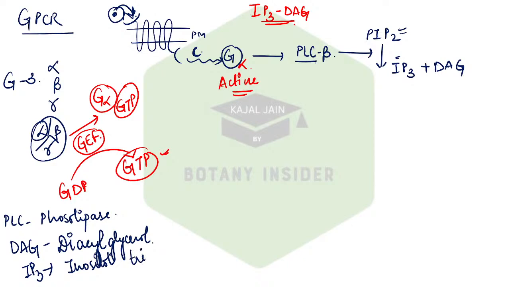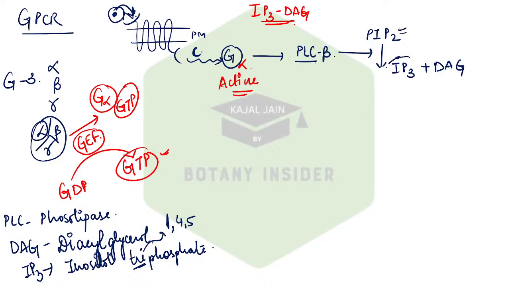At which particular positions do we have the phosphates present in IP3? Any idea? This has been asked in the examination. It is the first position, fourth position, and fifth position. So inositol 1,4,5-triphosphate. This is what your IP3 is all about.